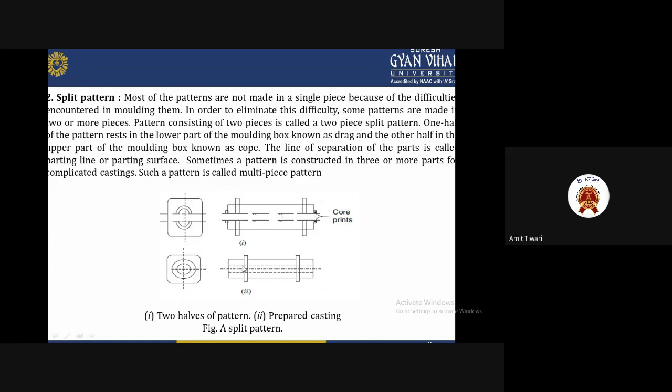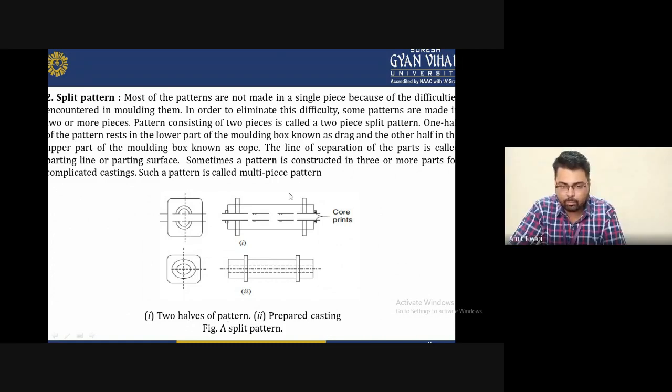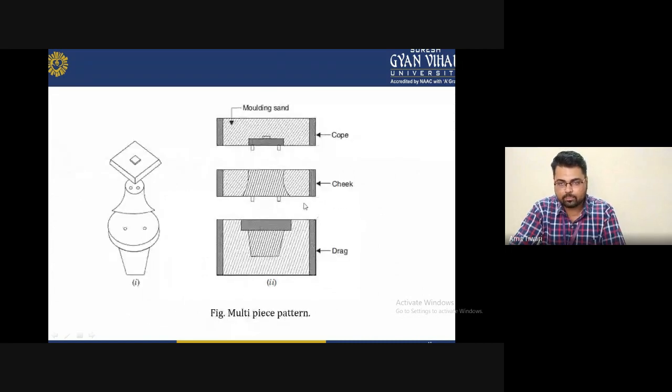you can see here the first and the second. First is the two halves of the pattern, which help produce the pattern, and second is preparing the casting for a sweep pattern. So these are all the diagrams I am showing you for understanding the split pattern.